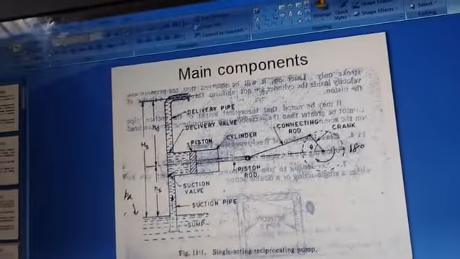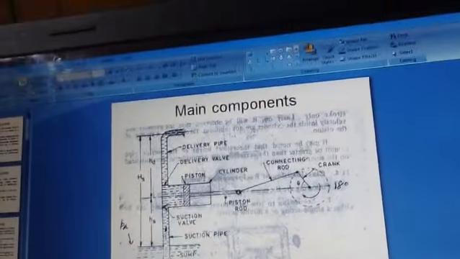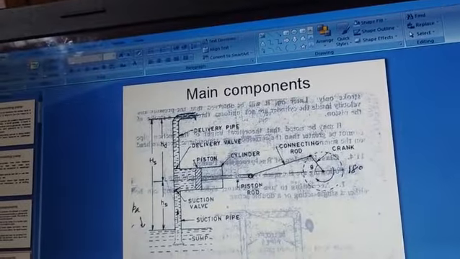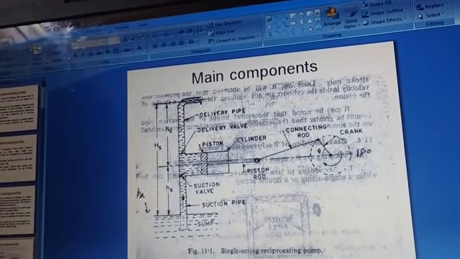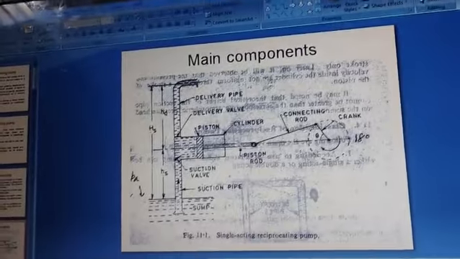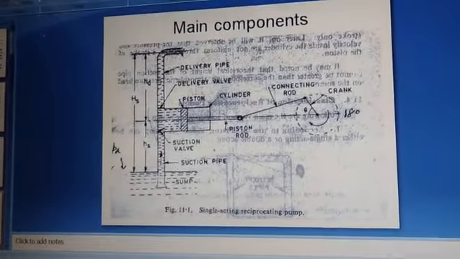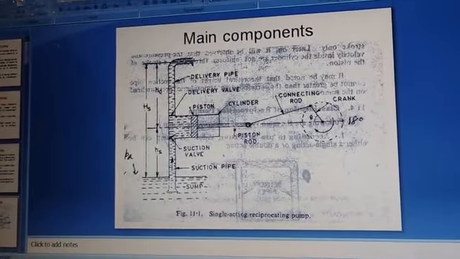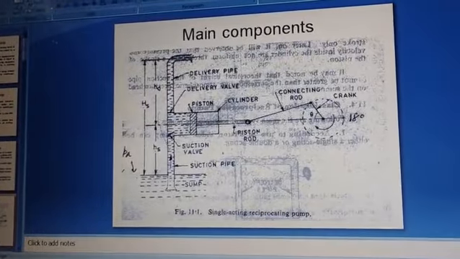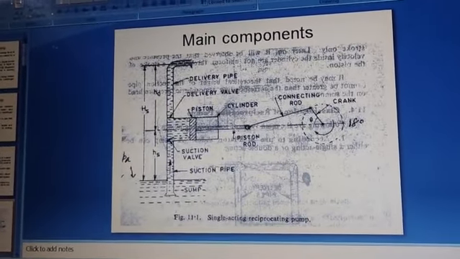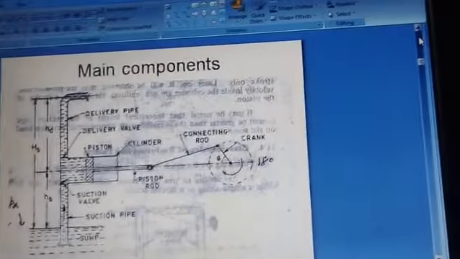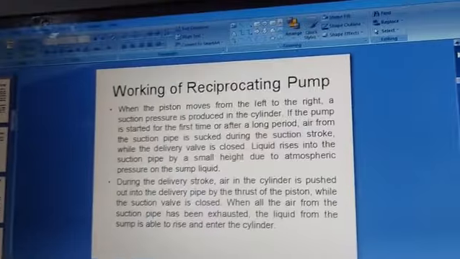This is a single acting reciprocating pump. Here the piston slides inside the cylinder. What are the components? There is a suction pipe, delivery pipe, delivery valve, piston, cylinder arrangement, and sump. This picture shows the single acting reciprocating pump.